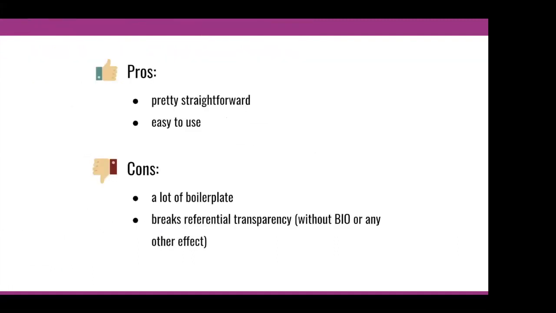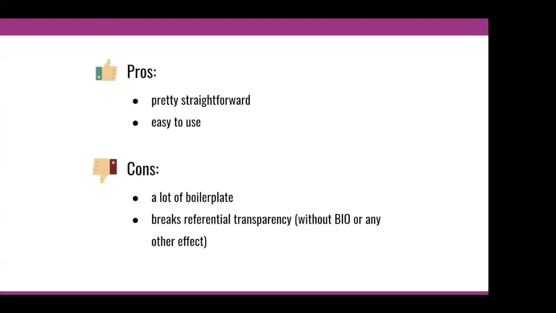Definitely, this approach has its own benefits and disadvantages. It's pretty straightforward and easy to use. You don't have to reinvent the wheel, just import the library and start working with it right away. But it requires a lot of boilerplate code and breaks referential transparency if you don't use any effect type like IO or BIO. And this is a very powerful feature of a code base written in a functional way.